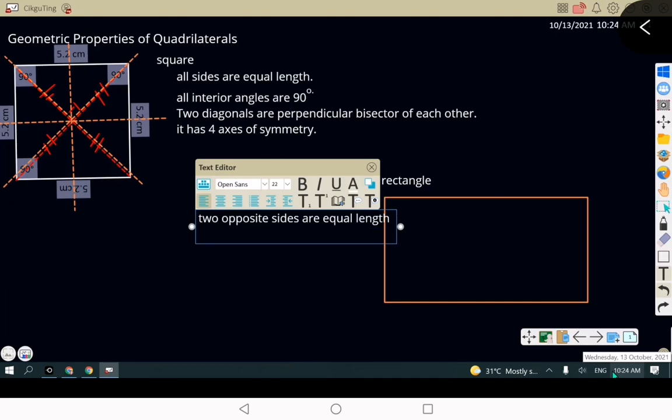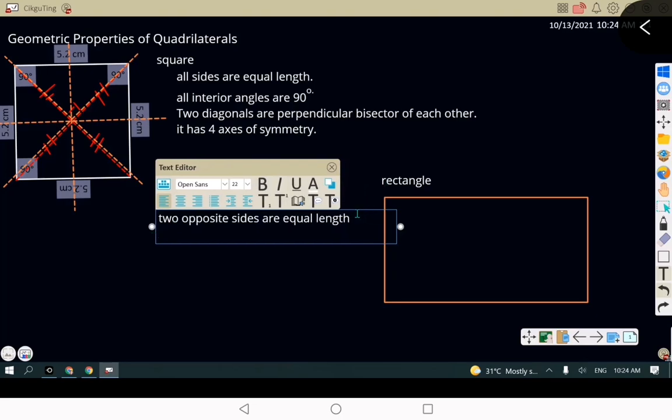Okay, this one is first. The second one you need to know: all angles are 90 degrees, the same as a square. We call this the interior angle. Interior angles are 90 degrees. We specify the interior angle to clarify that we are not talking about the exterior now.